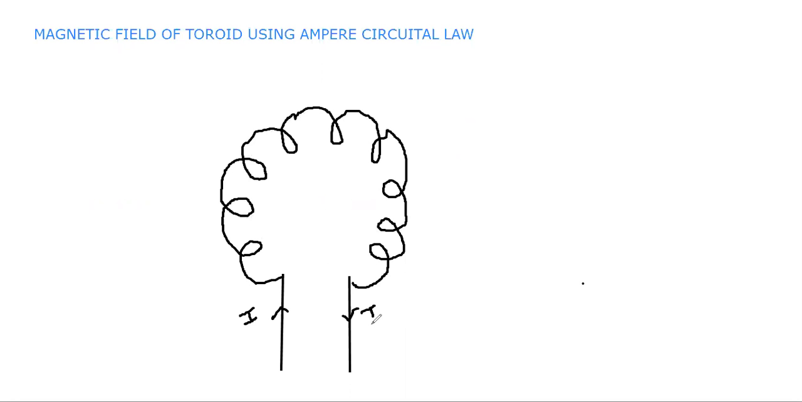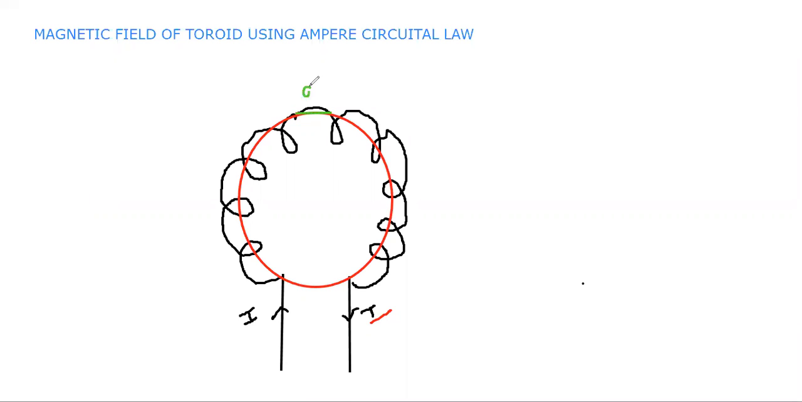Now to calculate the magnetic field, you have to make one Amperian loop, and in this case the shape of the Amperian loop would be a circle. Okay, let this be your Amperian loop, with which you will calculate the magnetic field of the toroid. So in this Amperian loop, you will mark one length element. Let it be dl. Okay, let this be your length element dl.